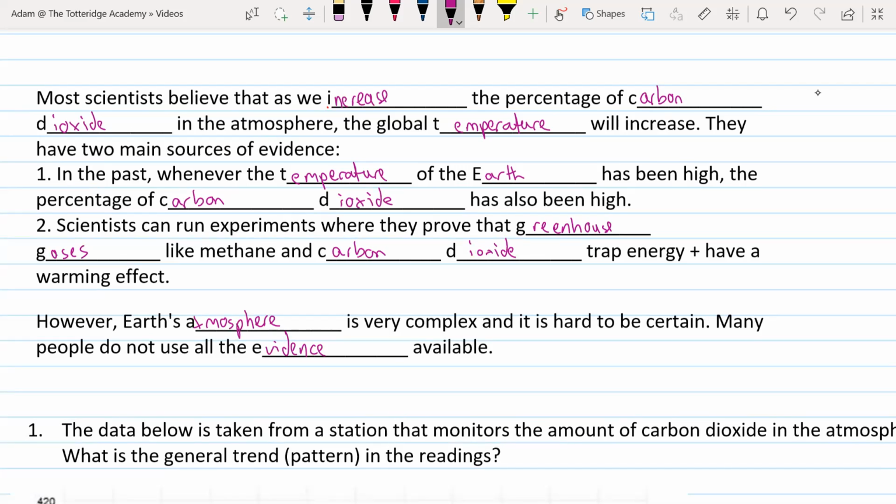The majority of scientists do not believe that. The majority of scientists do believe that the increase in greenhouse gases causes a corresponding increase in global temperatures. But there are people out there who feel very strongly that this is not the case, and we will look at some of that in more detail in our next lesson.